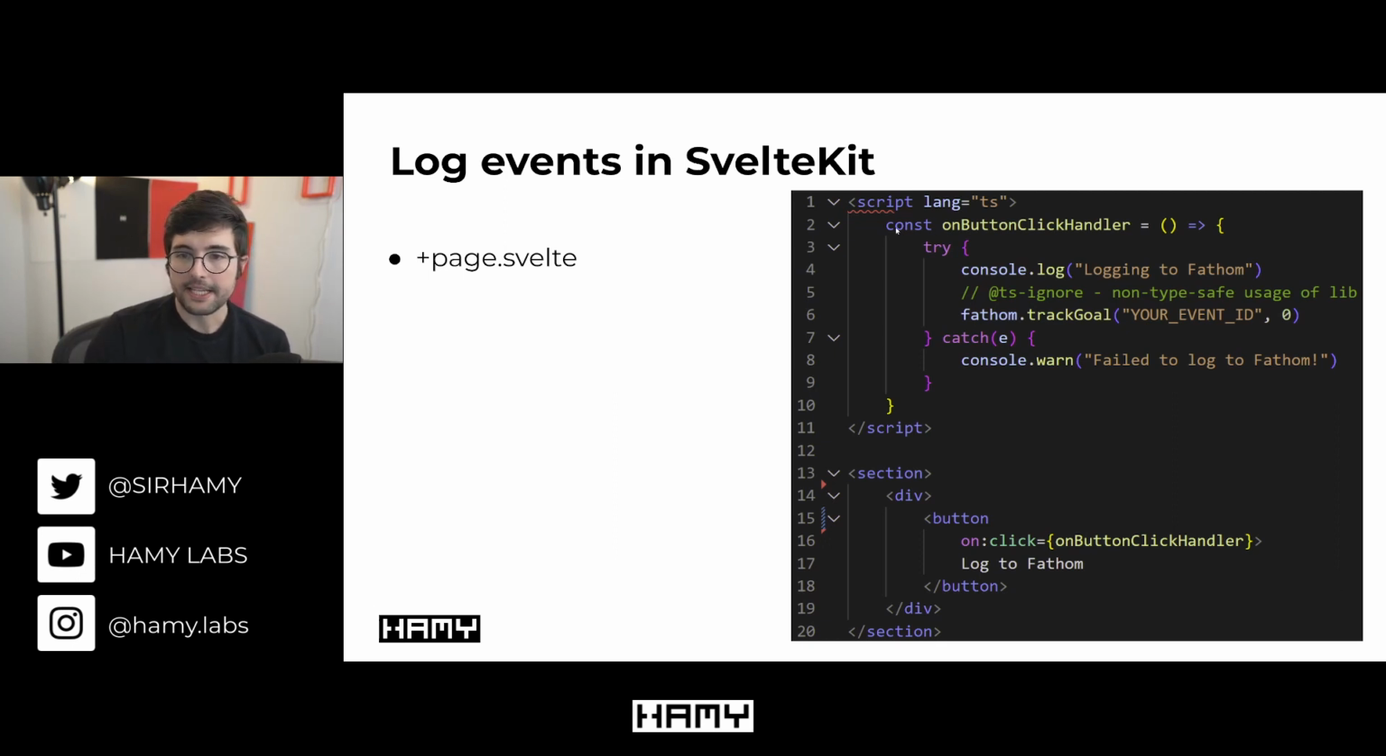So in this code here, basically we're just creating a button handler, and what it's doing is when you click it, we're just logging to console so that you know that this is actually working. And then we're calling Fathom.trackGoal to actually log that information here.